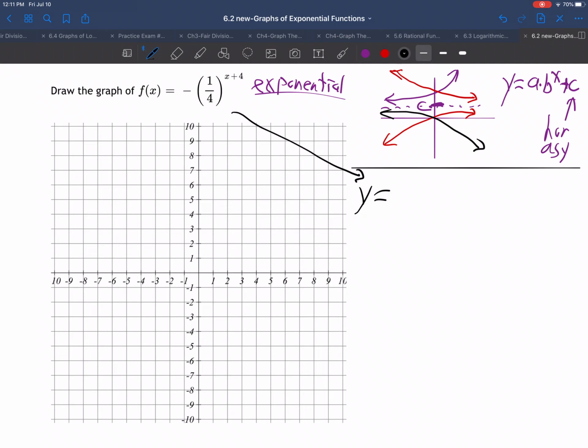So y equals negative 1/4 to the x plus 4. How do we go about graphing? Well, first off, observe the number added off to the right is missing, so it's 0, right? That's my c. It's missing.